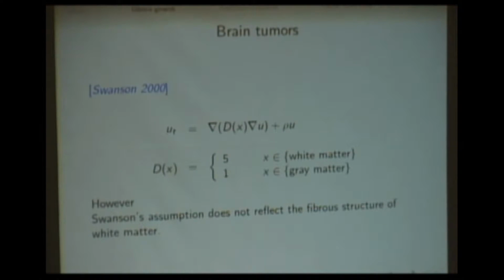However, the problem is that the white matter is a directed tissue. It is fibers. So the diffusion along the white matter tracks should be 5 times enhanced, but maybe in perpendicular direction it is even reduced. And so the assumptions of Swanson is the first important step, but I don't think they reflect the fiber structure of the white matter tracks.